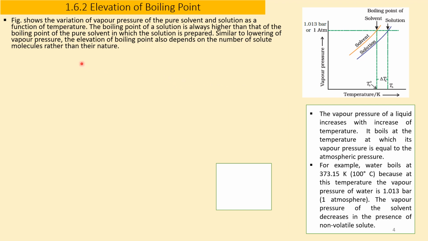Similar to the lowering of vapor pressure, the elevation of boiling point also depends on the number of solute molecules rather than their nature. For example, a solution of 1 mole of sucrose in 1000 grams of water boils at 373.52 Kelvin at 1 atmospheric pressure.